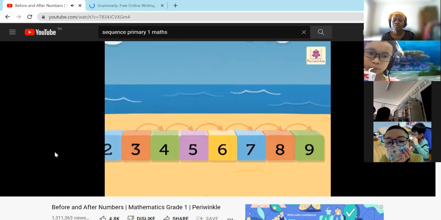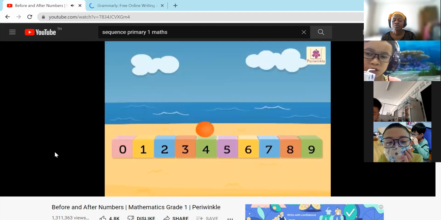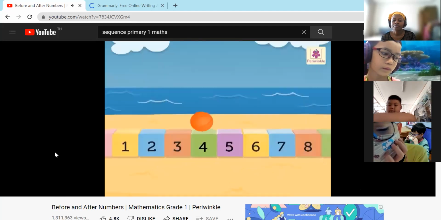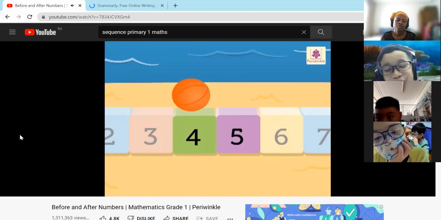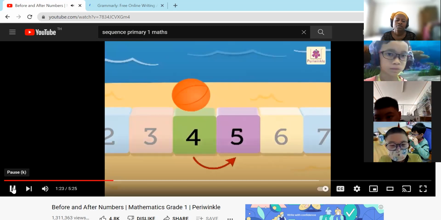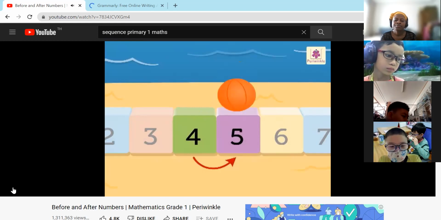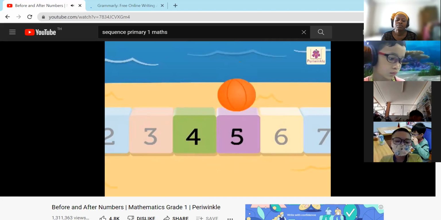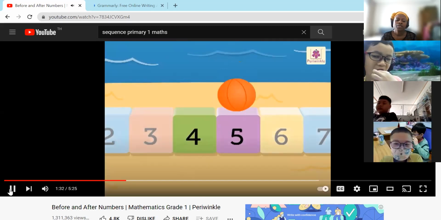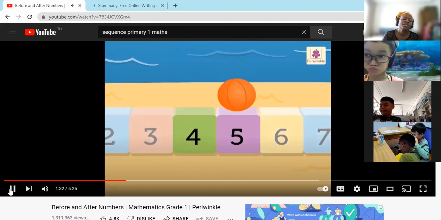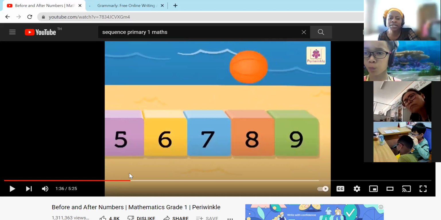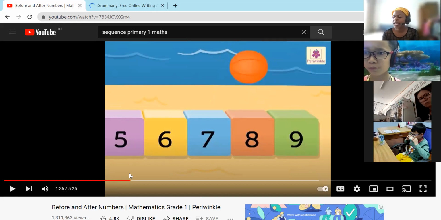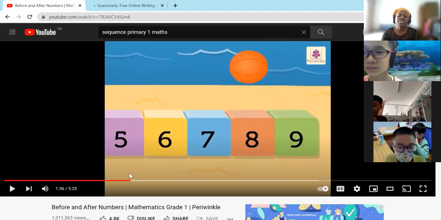Can you see the ball? It is on number 4. Which number will you get when you count forward one number? Number 5. Thus, 5 comes after 4. This video is just showing us how we count numbers, right? It's showing us how we do sequences. If we say name any numbers that are after 5, you go forward.